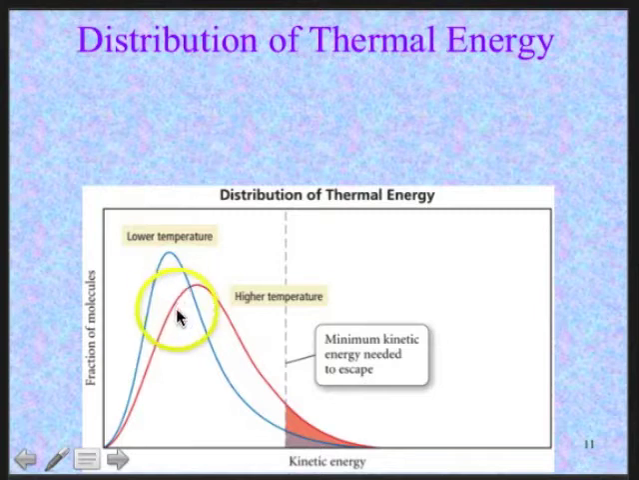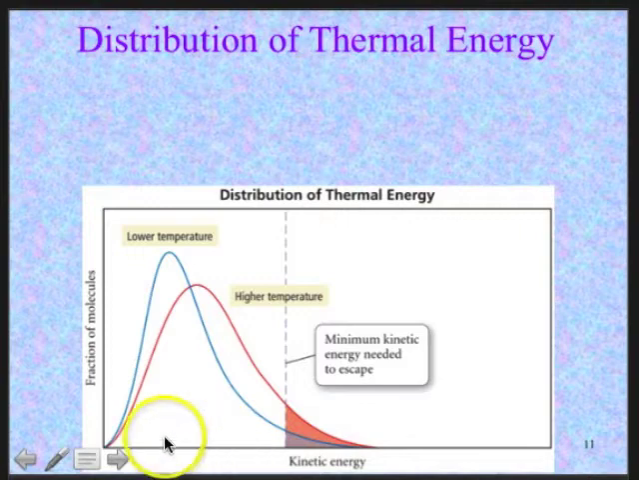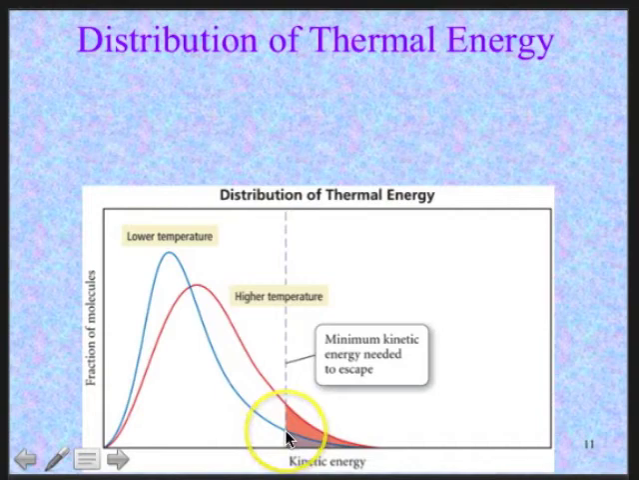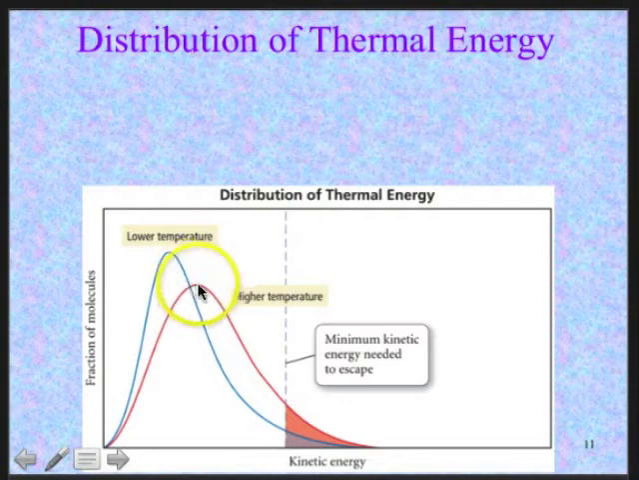Now, we've talked about the Boltzmann distribution before, and once again, let's review it. At any given temperature, you have a whole distribution of kinetic energy. Some particles have very little kinetic energy. Some particles have a lot of kinetic energy. Most of them are near the average right here. At a lower temperature, the curve is higher. At a higher temperature, the curve is lower and more broad.